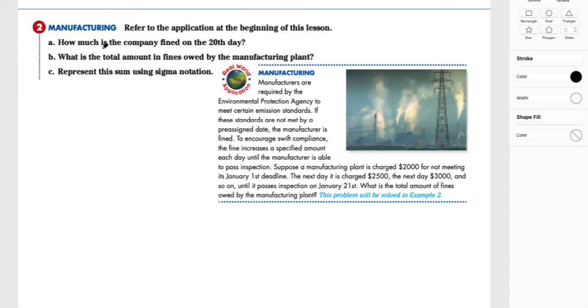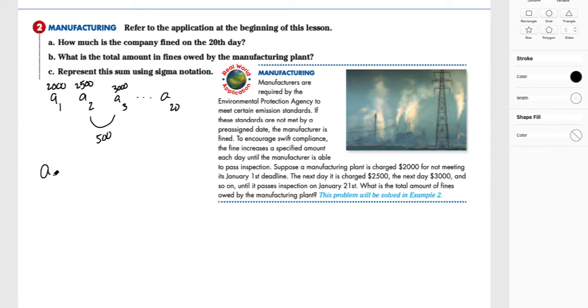So how much is the company fined on the 20th day? If we think about this, we've got a sub 1 being 2,000, a sub 2 being 2,500, a sub 3 being 3,000. And then what we realize is that we're dealing with an arithmetic sequence where the common difference is 500. So I want to know what's happening on a sub 20, right? Because we're talking about the 20th day.